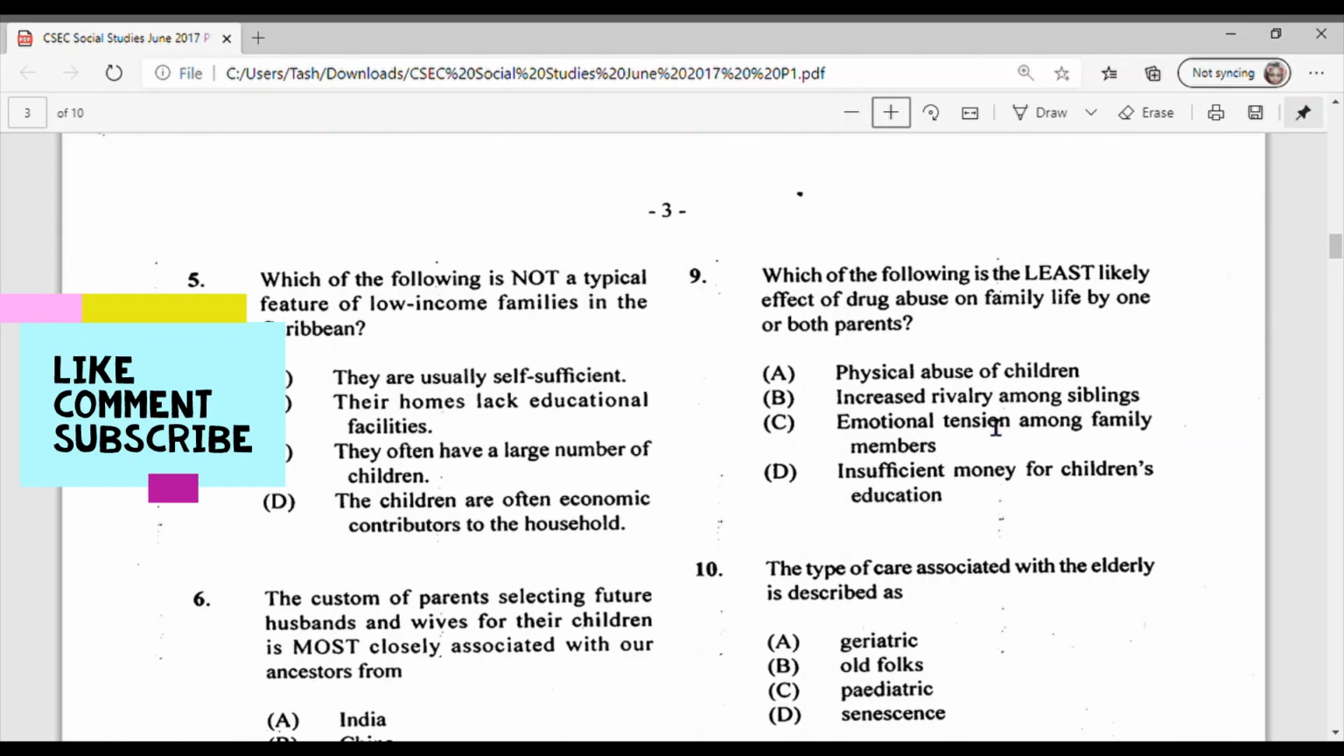If your parent is taking the drugs, usually the children stick closer to each other, they take care of each other. C, emotional tension among family members, certainly. And D, insufficient money for children's education. So the money for the education would more than likely be used on the drug that is being abused. So your answer for number 9 would have been letter B.